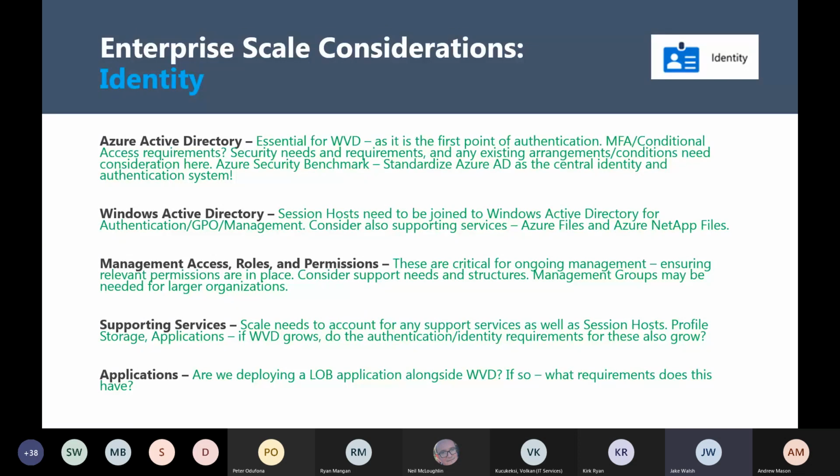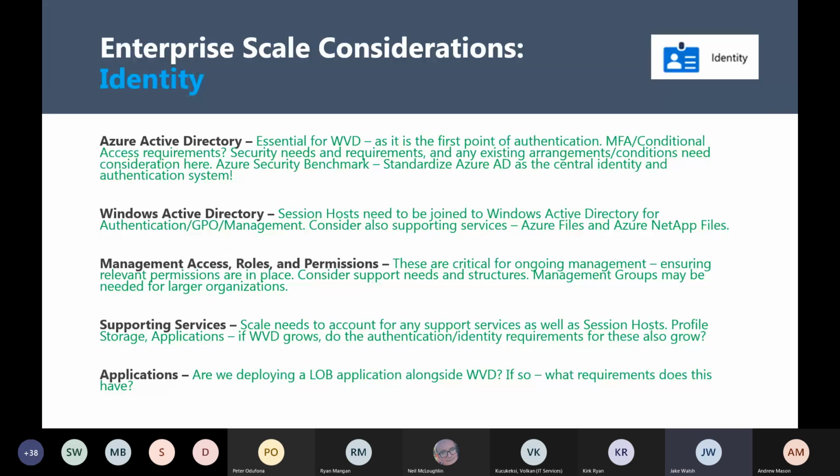Obviously, we need Azure Active Directory for Windows Virtual Desktop, first point of authentication for users coming in. Really here, the considerations need to be around multi-factor authentication, any conditional access requirements, and what your organization needs in terms of its security. And if that organization has any existing arrangements or conditions that need consideration, if you're trying to propose this as a solution, you need to make sure that solution can fit with what the organization needs in terms of security standards. So this is a really important consideration moving forward.